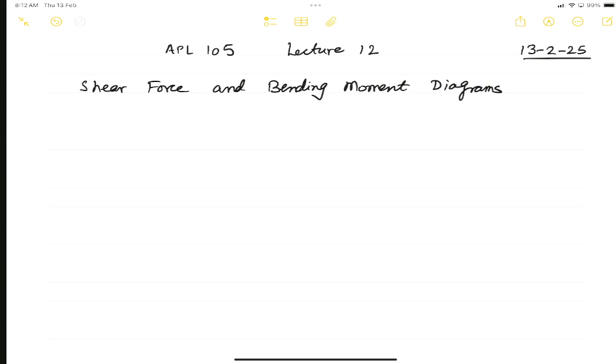Let us continue with shear force and bending moment diagrams. Again, this topic is relatively simple.